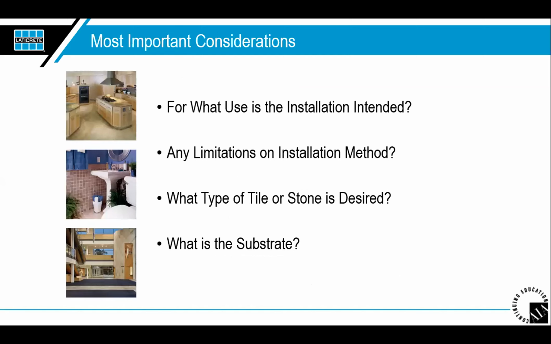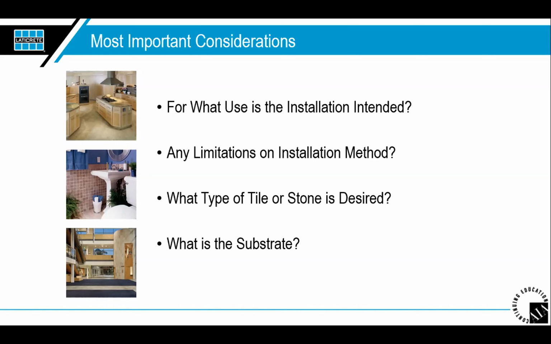The most important considerations, for example: what is the substrate going to be? Is it a wood or a concrete substrate? What is the type of tile or stone that's desired? Whether that's from the ownership or, we've worked with other companies before, in their office areas or their lobby areas, maybe they want a slip resistant tile, for example. That's something they're going to need from an ownership standpoint. Any limitations on installation methods, and then also what was the installation intended for.